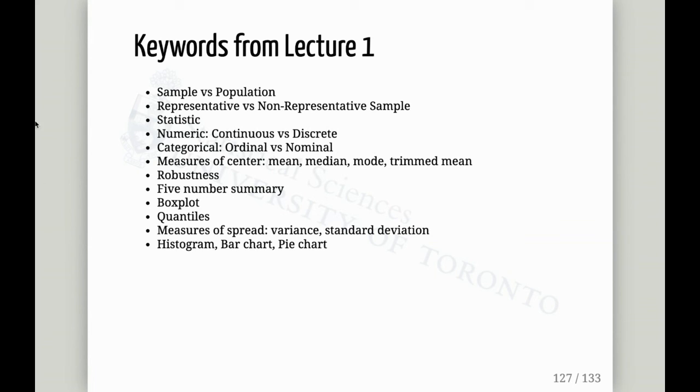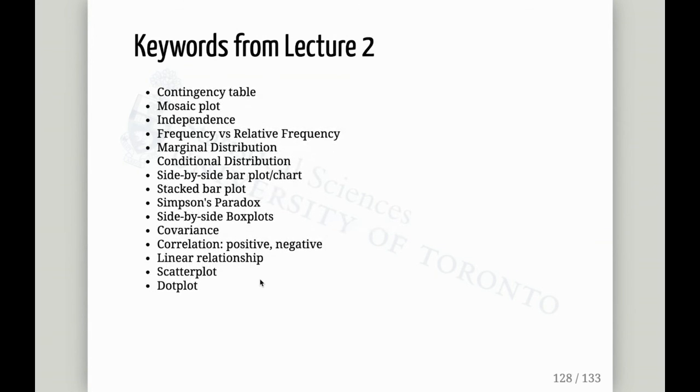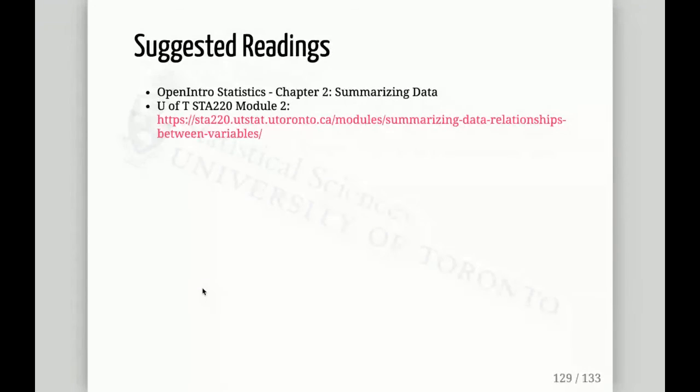Keywords from lecture 1, this is just for you, if you want to do a recap. You should be comfortable with these terms by now. So take a look at that. For lecture 2, we had some newer things. We had a contingency table. Mosaic plot will probably not be used as much, but it was in the textbook, so I just wanted to introduce you to it. Independence, and so on and so forth. I'll let you read through that.